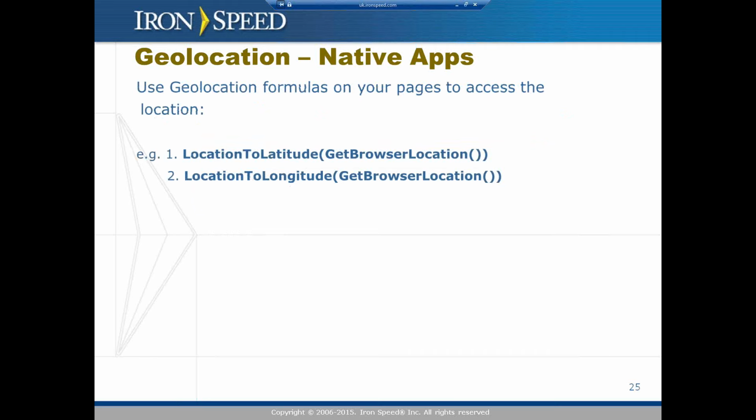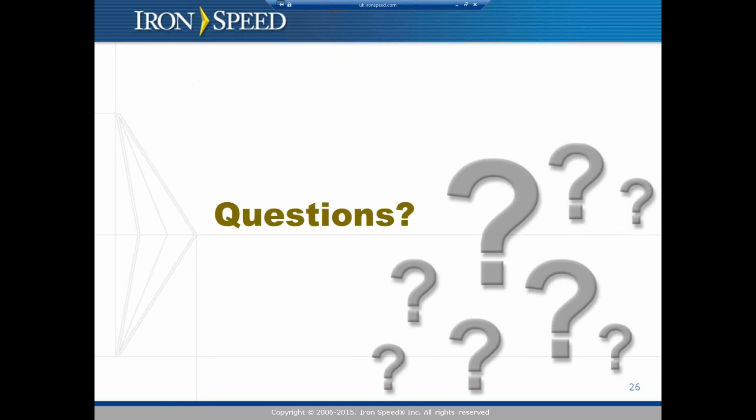And then there are standard functions, or the formulas that we call them in the designer. The location to longitude, and then a simple formula called get browser location gives you the entire location, like the full address. But you can also get the latitude and longitude parts by just applying the formula called location to latitude to the get browser location to get the individual latitude and the longitude if you want. And let's get to the questions. So I'll read the questions first and then try to answer the questions one by one.